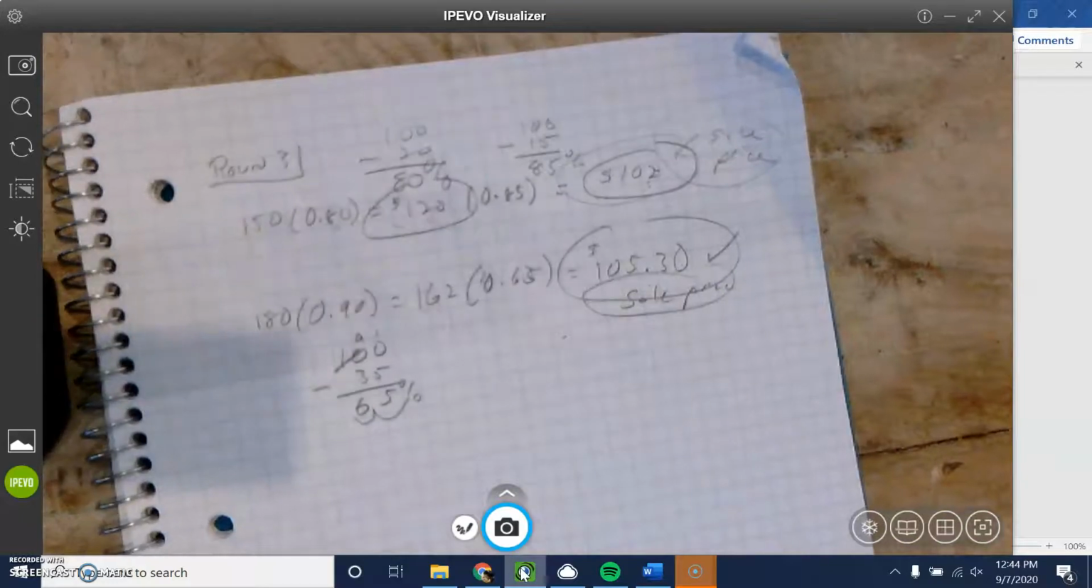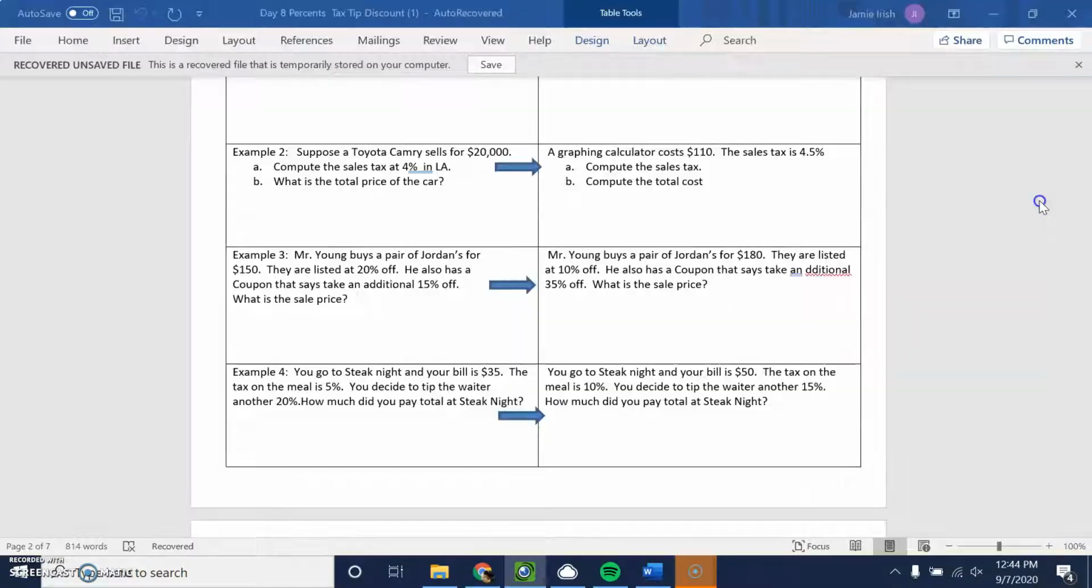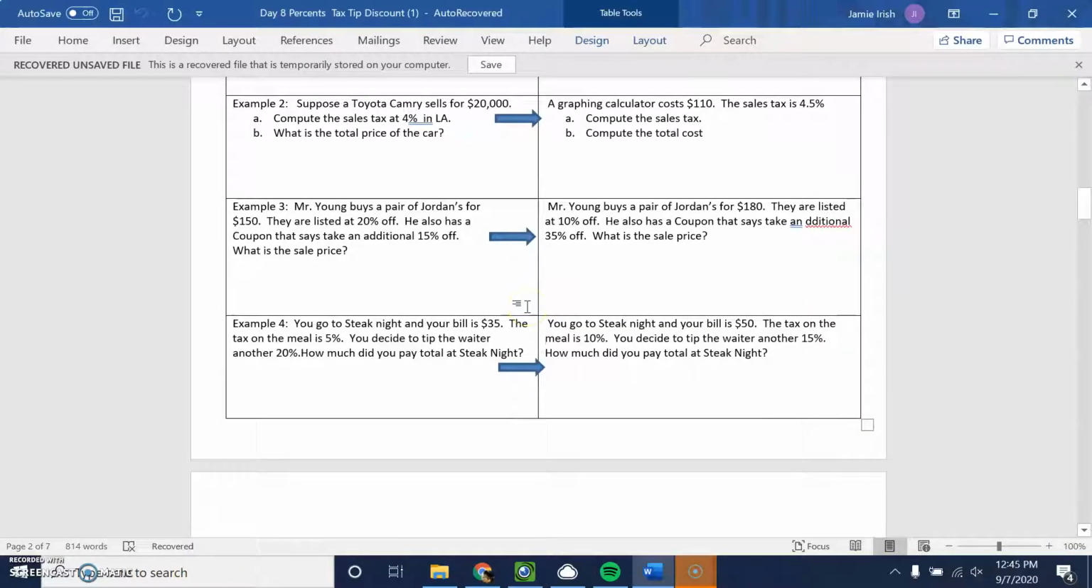Cool. All right. Now we got another double decker. Here you go. Example 4. You go to steak night and your bill is $35. The tax on the meal is 5%. You decide to tip the waiter another 20%. How much did you pay at steak night?